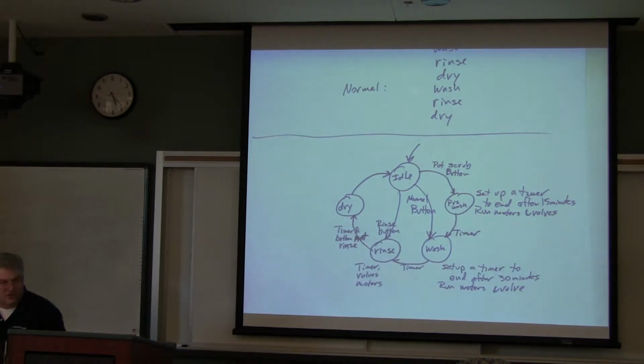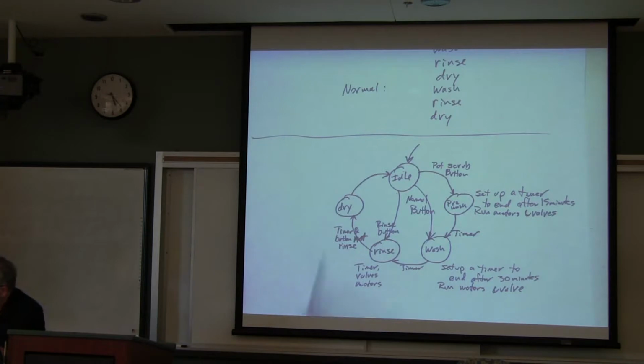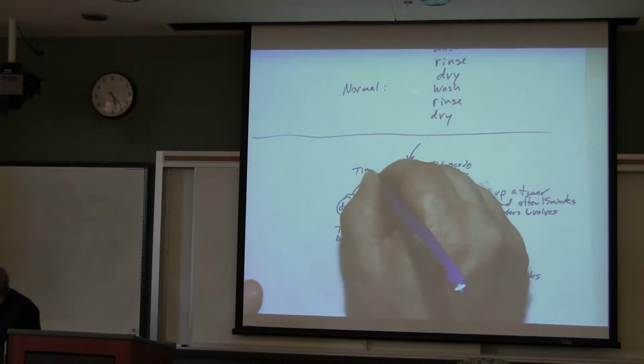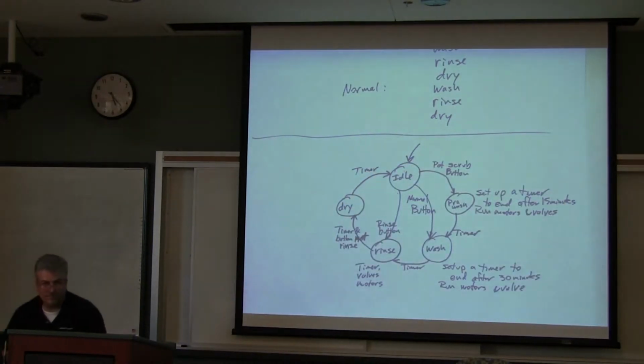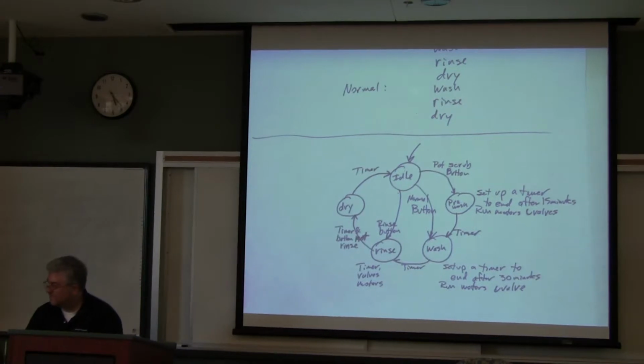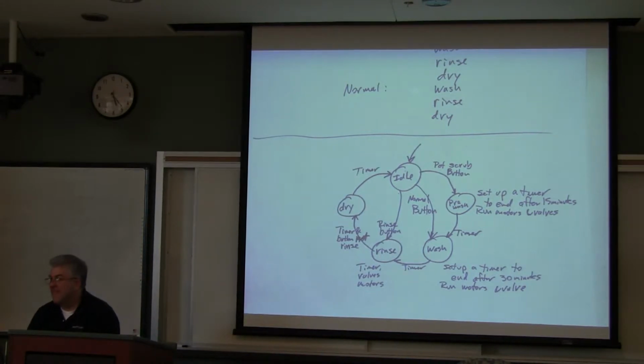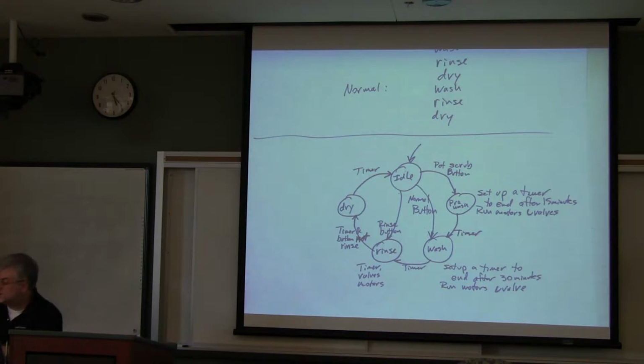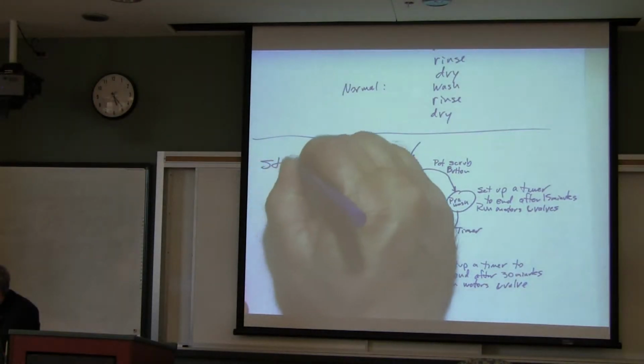And what will send you from dry to idle? Timer ends. Another timer. Or sensor. Yeah, we're making it simple, just timer. Or just always the same thing. This is a very simple state diagram. Rinse has got to go to idle.